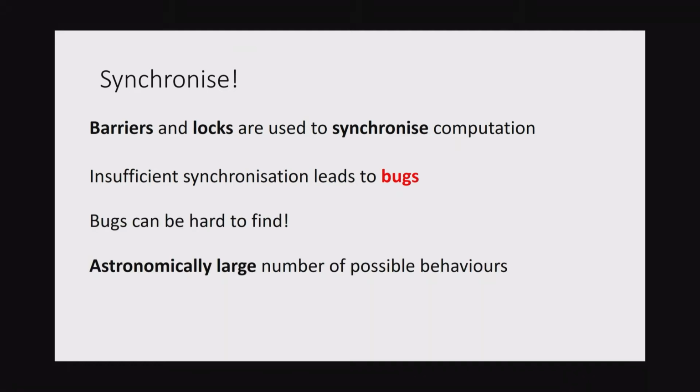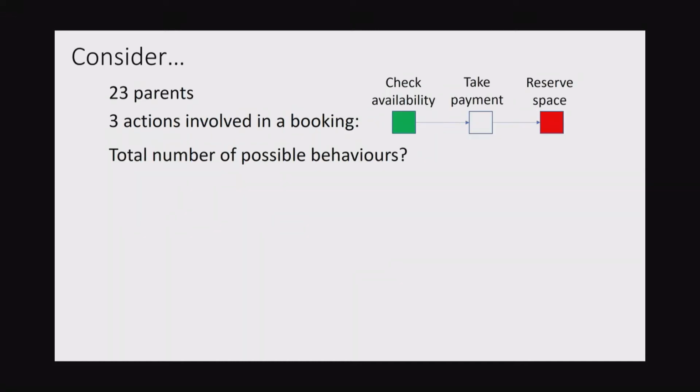But the problem is that bugs can be really hard to find because the number of behaviors in these systems can be astronomically large. So I now have a challenge for any mathematicians in the audience. Let's say we've got 23 parents, and there are 3 actions that they can perform. So there's the action of checking availability, taking a payment, and reserving a space. So let's imagine we've not fixed the system yet. Let's also imagine these have got to be performed by a single parent in this order. And let's also imagine that there are plenty of spaces available. The spaces won't run out.